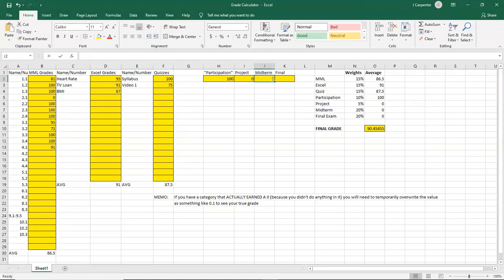So if I didn't take the midterm and I earned a 0 on it, if I didn't take the final, I earned a 0 on it, it still says 90.45. This is actually the same issue as MyMathLab has. And it's a very difficult issue to get around, even with those little if gates. So the simplest way is to just make that category like a 0.1, a very, very small number, 0.1, 0.2, 0.001, whatever you want to say.